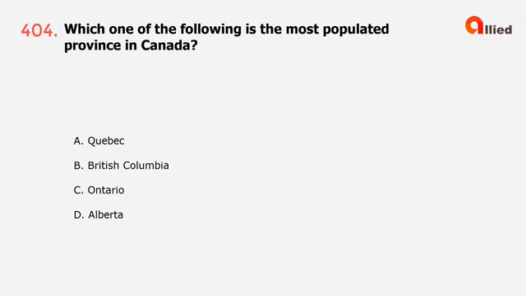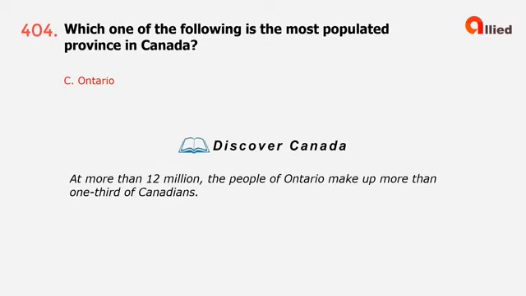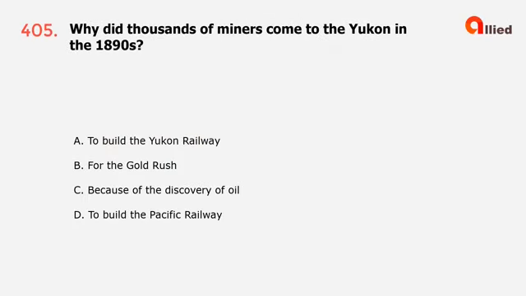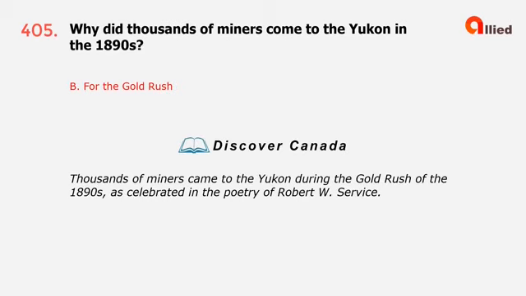Question 404. Which one of the following is the most populated province in Canada? A. Quebec. B. British Columbia. C. Ontario. D. Alberta. The answer is C. Ontario. Question 405. Why did thousands of miners come to the Yukon in the 1890s? A. To build the Yukon Railway. B. For the gold rush. C. Because of the discovery of oil. D. To build the Pacific Railway. The answer is B. For the gold rush.